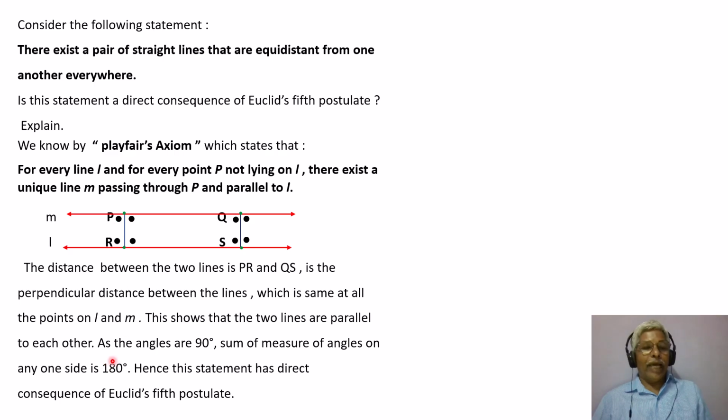A second thing is, as the angles are 90, if you consider this line, then this is 90, this is 90. So on the right hand side the total is 180, so they will not meet. On the left hand side the total is 180 and they will not meet. As the angles are 90, the sum of the measures of angles on one side is 180, and on this side and that side is 180. Hence, they are not going to meet on this side and also on this side. Hence, this statement is a direct consequence of Euclid's fifth postulate. So that is the explanation.